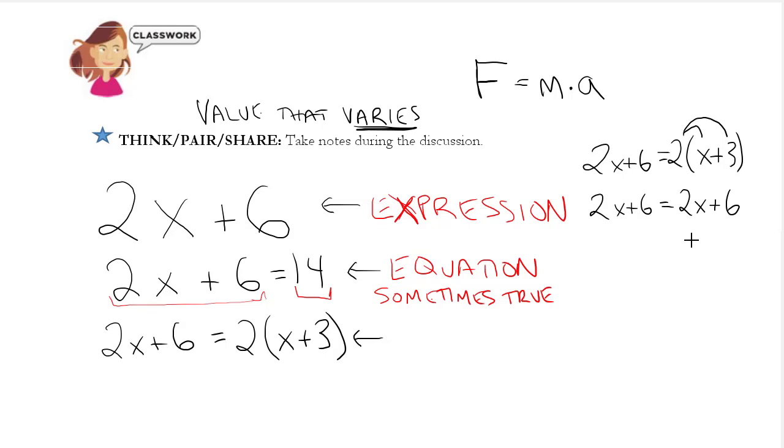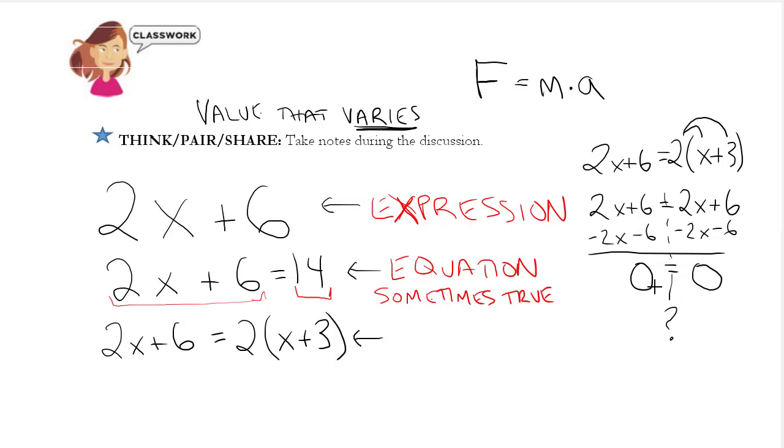Okay, that's fine. Let's just try to maybe get all of the x's on one side and all the numbers on the other side, right? So let's subtract 2x from both sides, and then let's subtract 6 from both sides, and I end up with 0 equals 0. And the question, right, what does that mean, 0 equals 0? Well, that's a true equation. 0 does equal 0, right?